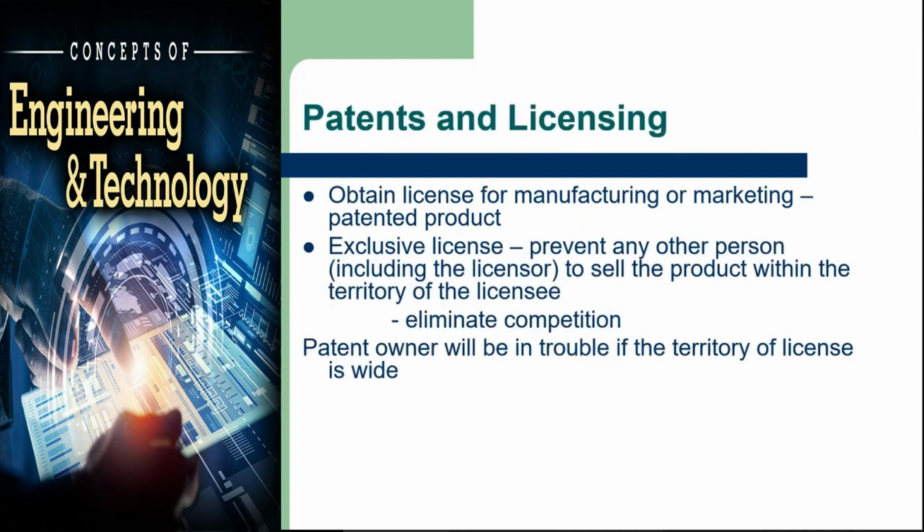So the patent and licensing. Any manufacturing units or marketing organizations can look for this, so they will get the license. Once your license is given, they will not copy from you. It prevents any other organizations, including the licensees, from selling the product outside the territory. That will be given for a particular territory and all this.